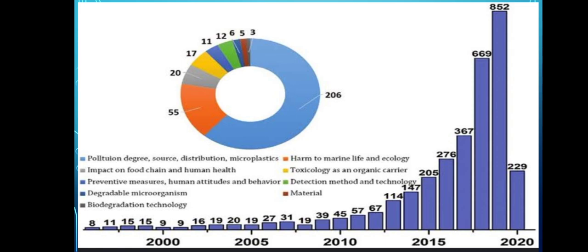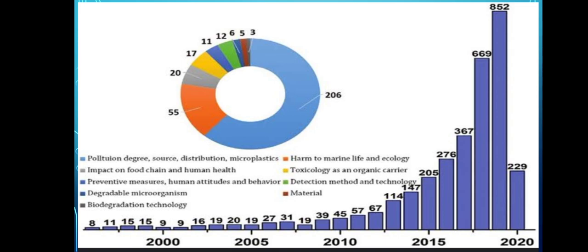This chart explains the nanoplastic and microplastic pollution in this world. First, the blue one, whose date is 2006, covers pollution degree, source, distribution, and microplastics. And the gray, which has 20%, is the impact on food chain and human health of microplastics and nanoplastics.